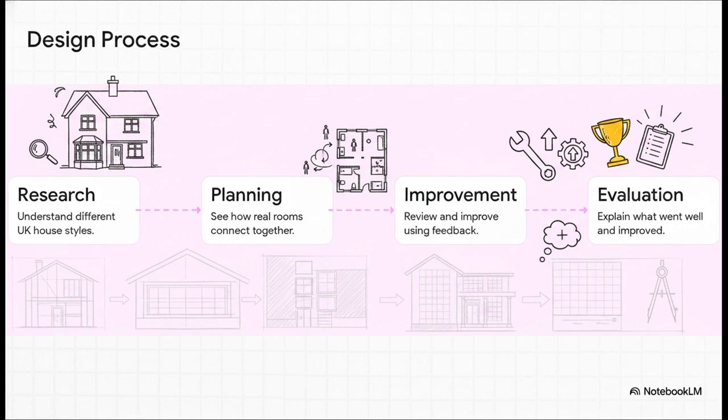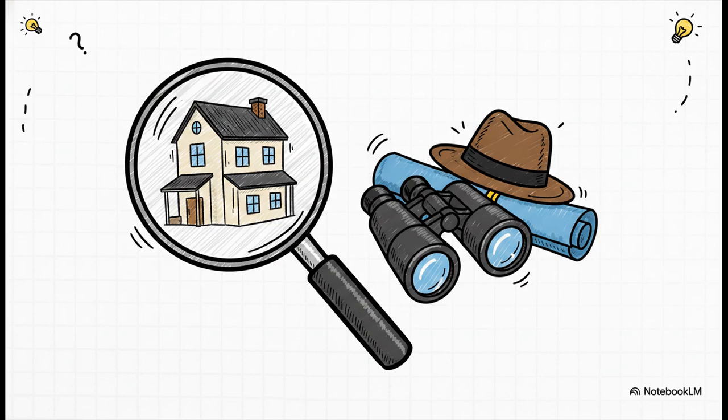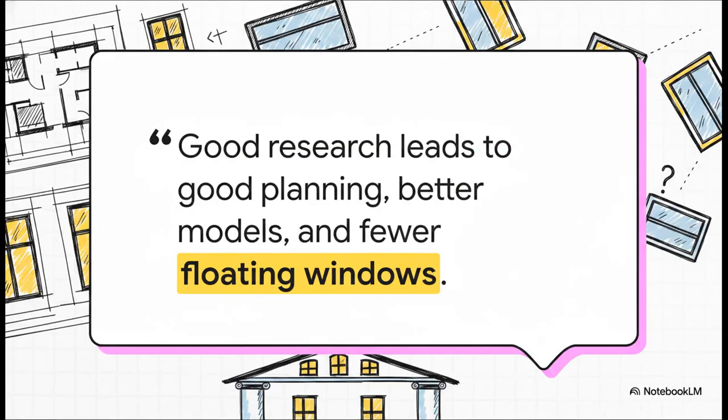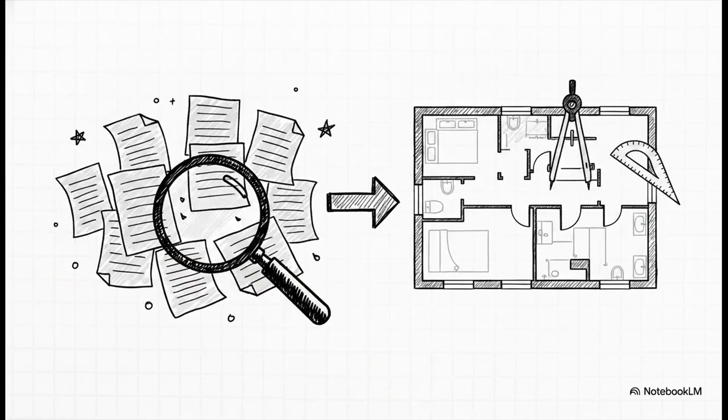4 crucial steps. Step 1 is research, or as Jaden likes to call it, legally and professionally spying on buildings. Seriously, before drawing a single line, you have to study specific UK elements like roof styles and layouts. Why? Because as Aisha says, solid research absolutely prevents wild architectural disasters later, like floating windows. Right, on to step 2.